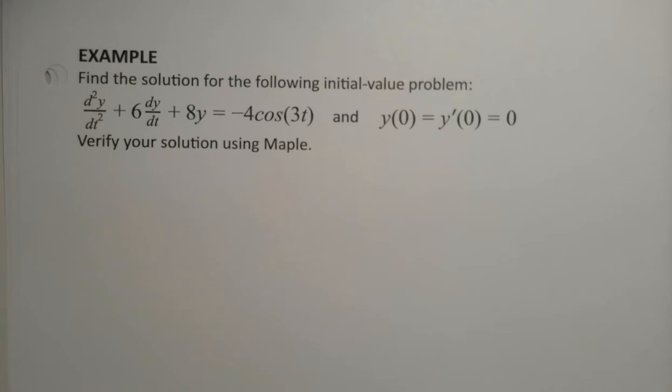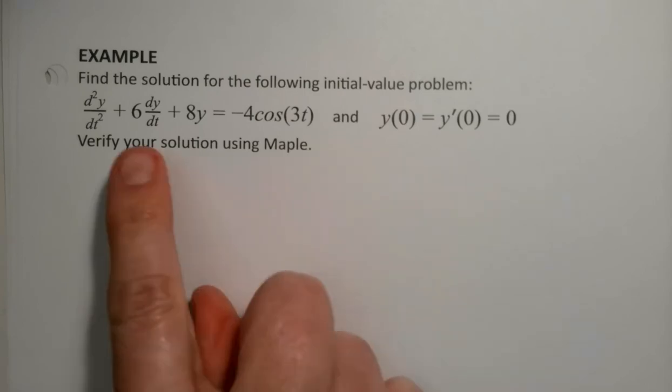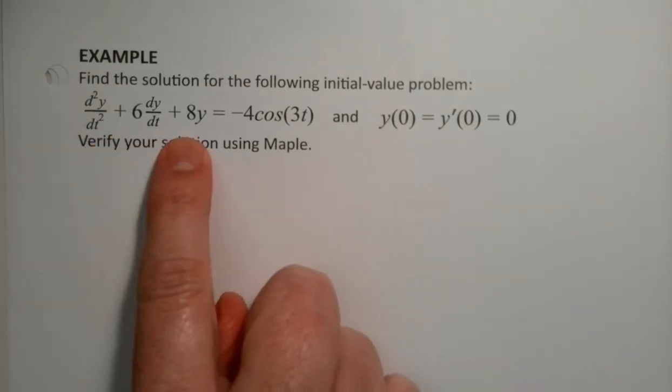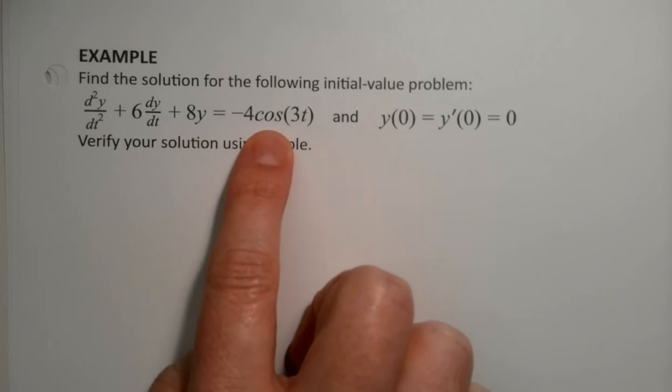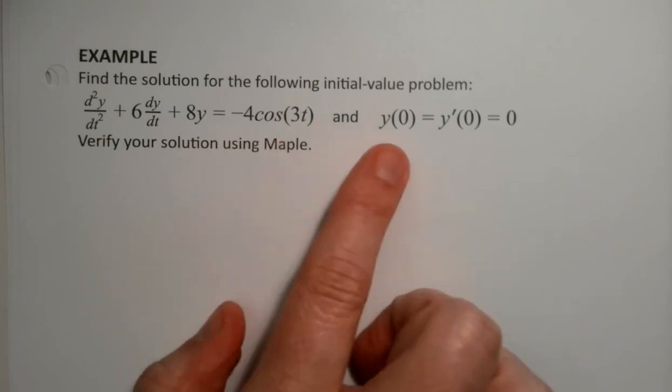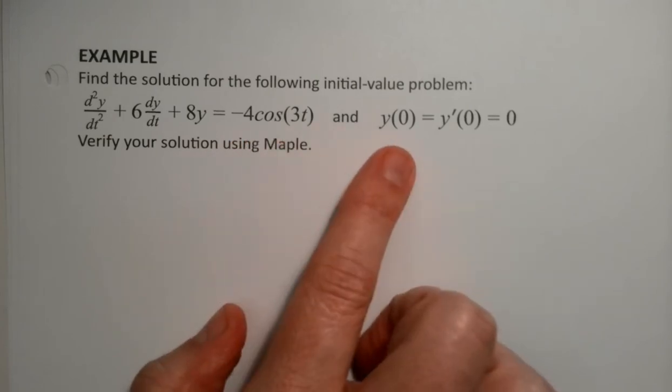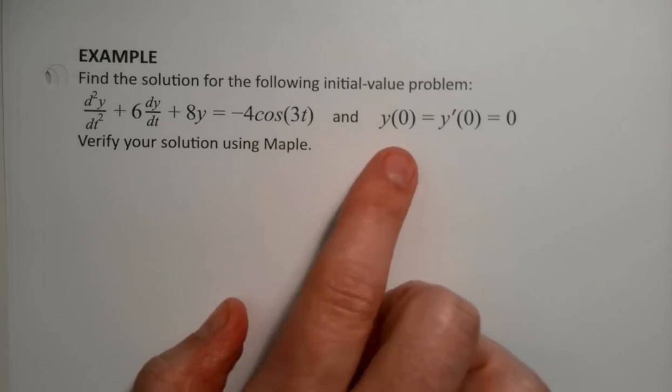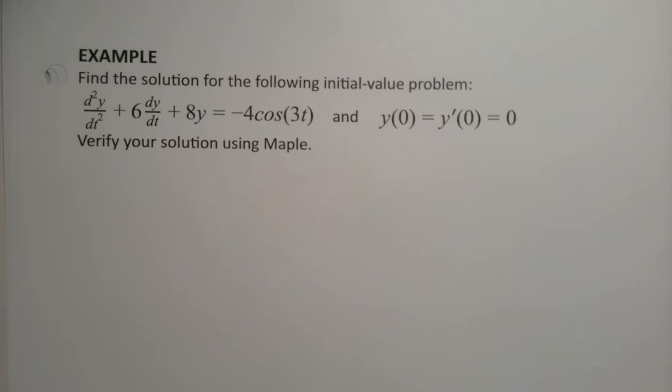Now that we've seen an example of how to complexify our forcing function, if it's a sine or a cosine, we're going to take a look at another example. This time, not only do we have a harmonic oscillator, but it's a forced oscillator with a cosine function, and we also have some initial conditions. So we should not only be able to find the general solution, but using our initial conditions, we should be able to find the specific solution as well.